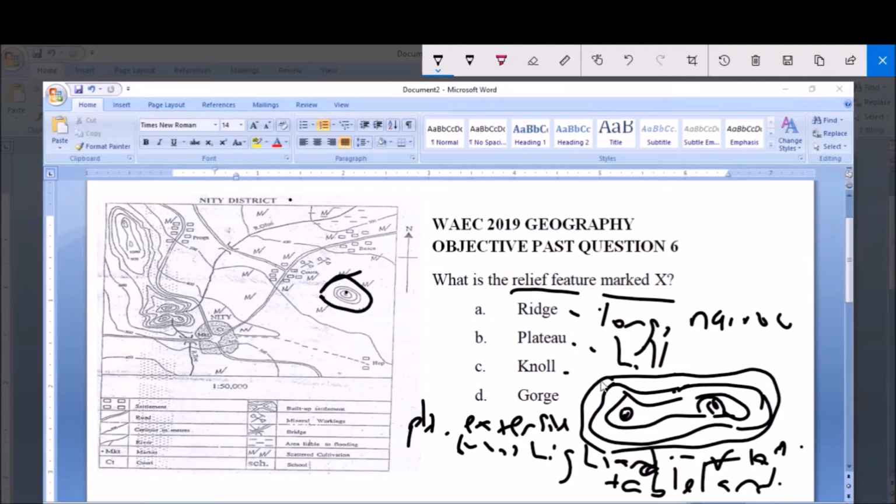Now a knoll is a small hill which is more or less represented with a single contour line, and it's usually found in a lowland of about, let's say, 150 meters. So it's represented with a single contour line in a lowland. Then a gorge is a steep-sided valley.